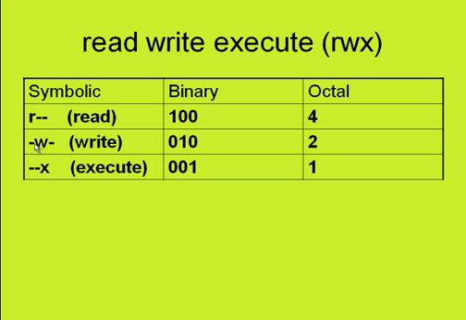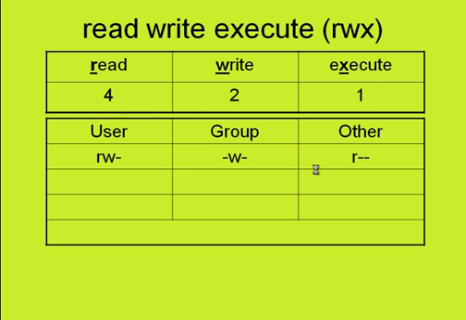Similarly, for write only, you only have the W bit set, so you get 0 1 0. 0 denote the dash. So if you convert the binary to octal, you get 2. And lastly, for executable only, which is dash dash X, the binary is 0 0 1. And if you convert that to octal, you get value of 1. So remember, read is 4, write is 2, and executable is 1.